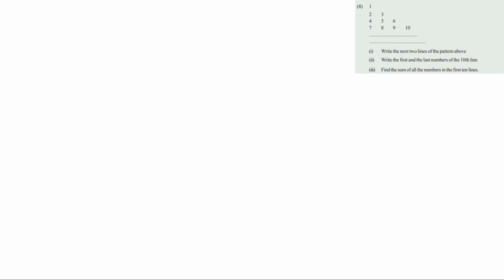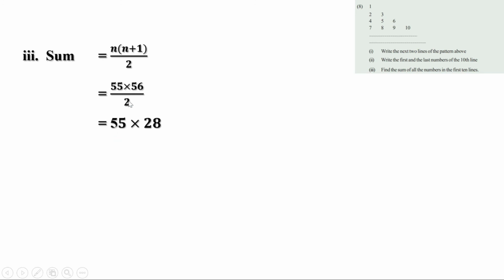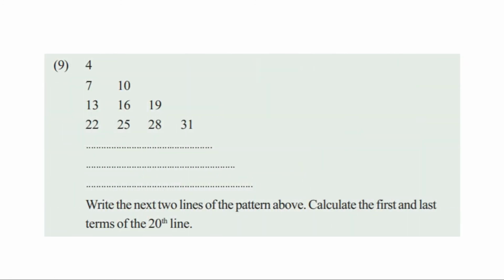Now we need to find the sum of all numbers in the first 10 lines. In the first 10 lines there are a total of 55 numbers: 1 in the first line, 2 in the second line, and 10 in the last line. So we have to find 1 plus 2 plus 3 up to 55. That means the sum of the first 55 natural numbers. We know the sum of natural numbers is n into n plus 1 by 2. Here we have to find the sum of 55 natural numbers, that is 55 into 56 by 2, or 55 into 28. Multiplying, we get 1540.